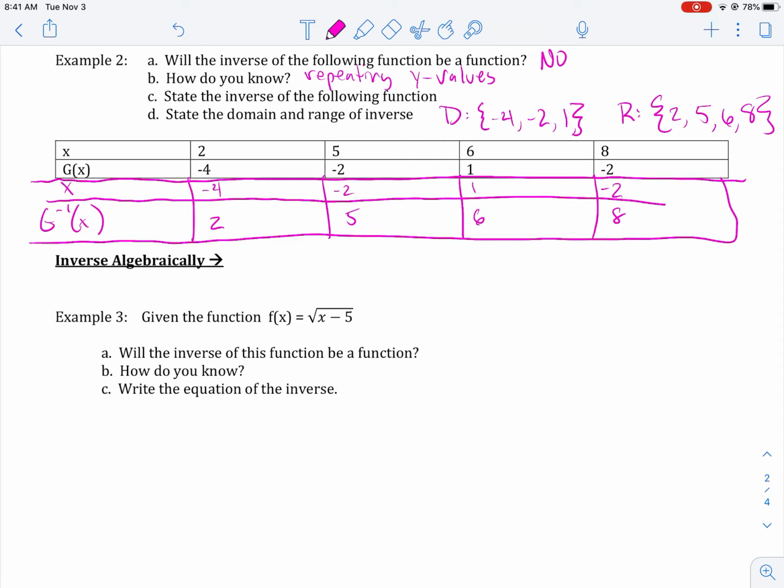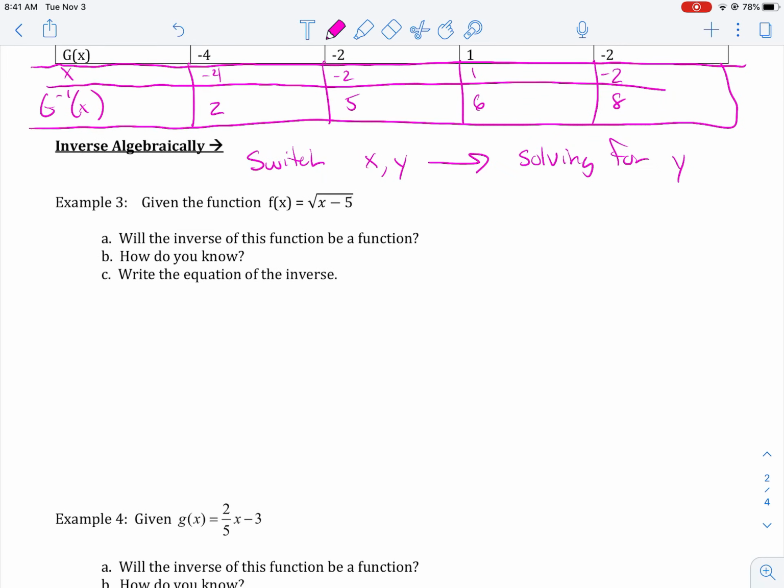So, to solve for the inverse algebraically, all we're really doing here is switching the x and y's, and then solving for y. Okay, so in order to find the inverse, that is all we do. All right, so let me show you what I mean.